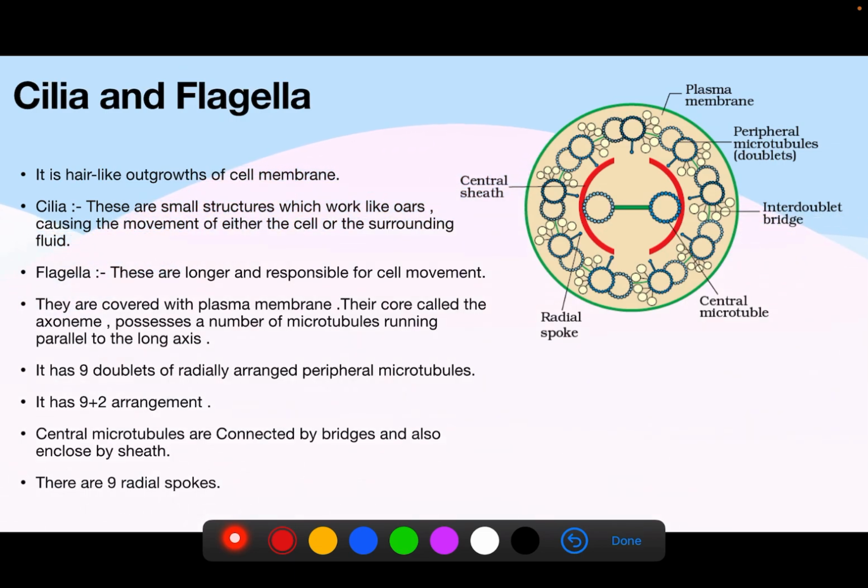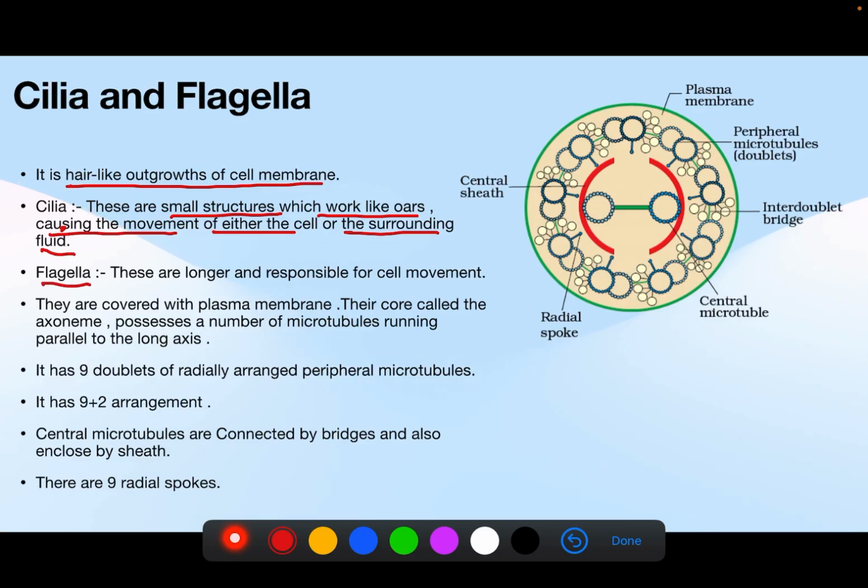At last we have cilia and flagella. Now cilia and flagella are seen in both eukaryotic and prokaryotic cells, but eukaryotic flagella are different from prokaryotic flagella in terms of structure. It is a hair-like outgrowth of the cell membrane. So let's study about cilia first. These are small structures which work like oars, causing the movement of either the cell or the surrounding fluid.